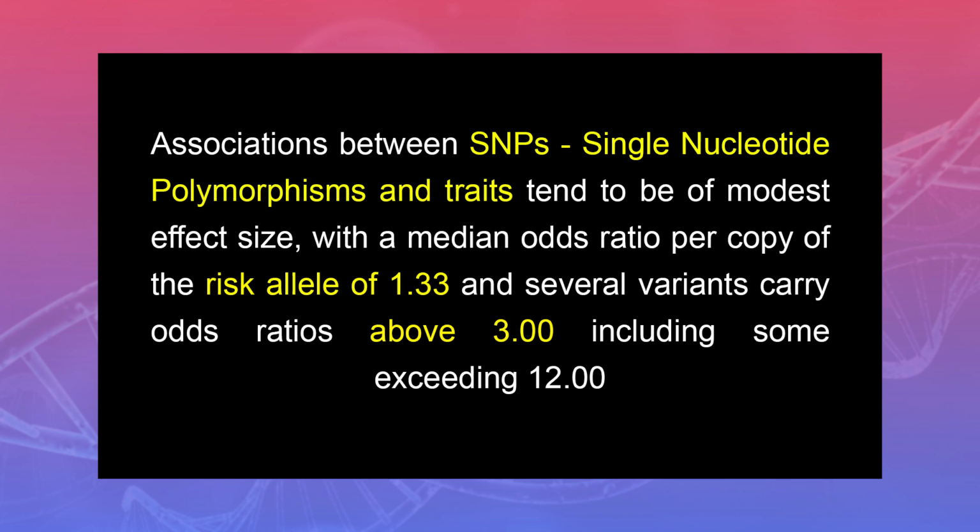Generally, associations between SNPs and traits tend to be of modest effect size, with a median odds ratio per copy of the risk allele of 1.33. Several variants carry odds ratios above 3, including some exceeding 12. These are of particular interest since it seems likely that there would have been evolutionary pressure against their selection unless they provide some survival benefits in earlier periods or different environments. This is not to imply that smaller odds ratios are unimportant.